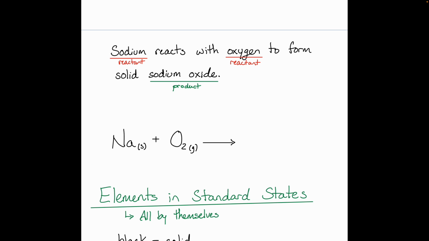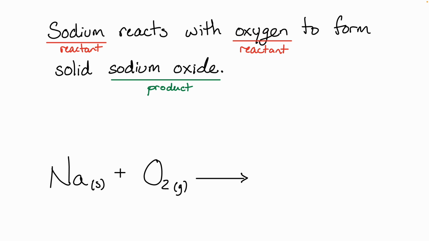And when I'm putting this formula together, it's all about the charges. So sodium has that +1 charge. Oxygen, oxide, has that -2 charge. So when I do my swap, I get Na2O.